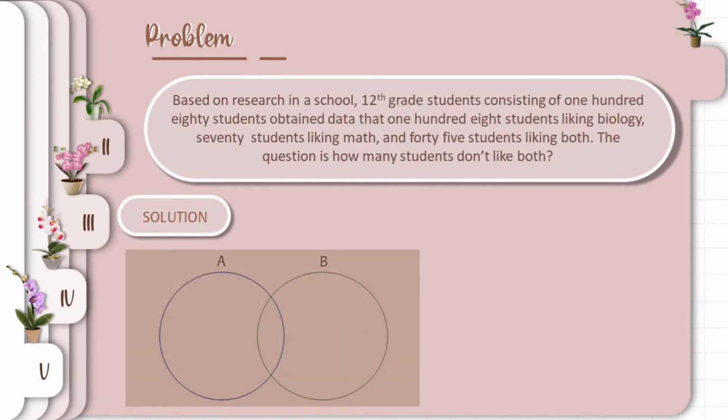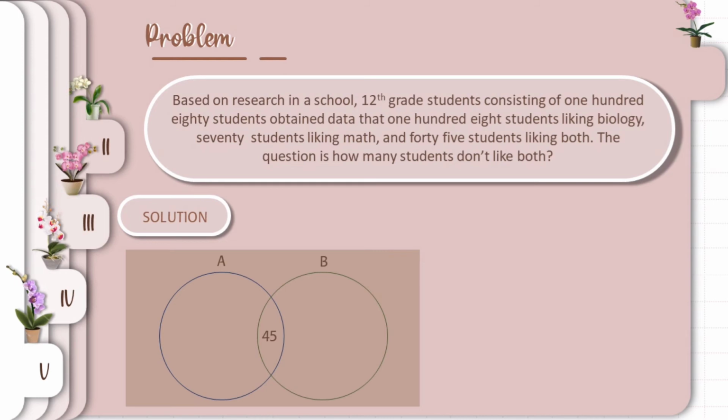The second way to solve the question is to use a Venn diagram, like this. Let the left side be set A, or students who like biology, and the right side be set B, or students who like math. Next, the first thing we fill in is the middle, or the intersection. It's known that there are 45 students who like both, so the middle contains 45.